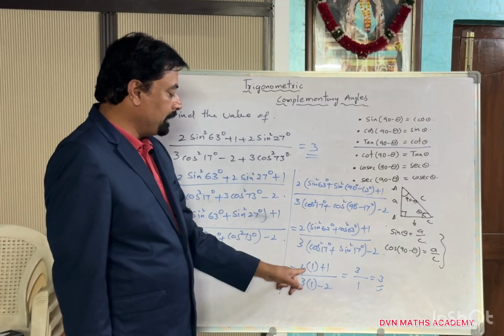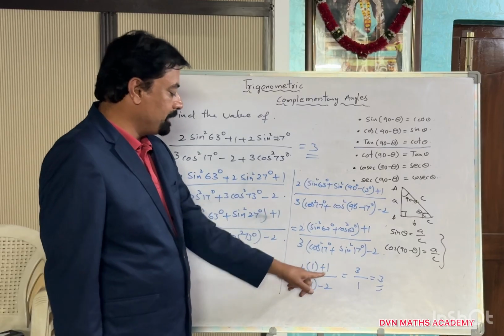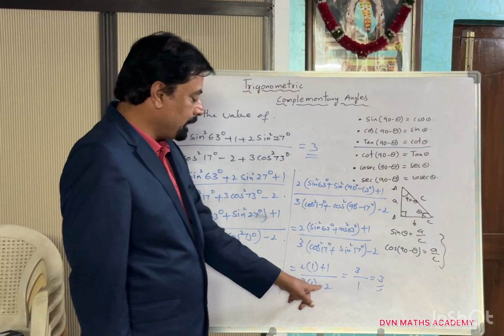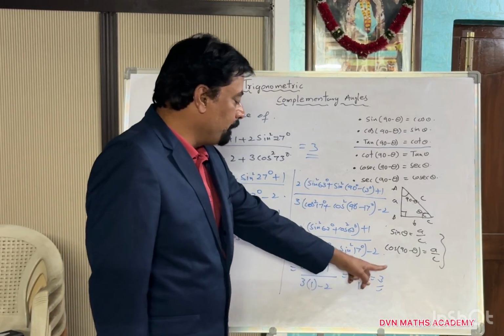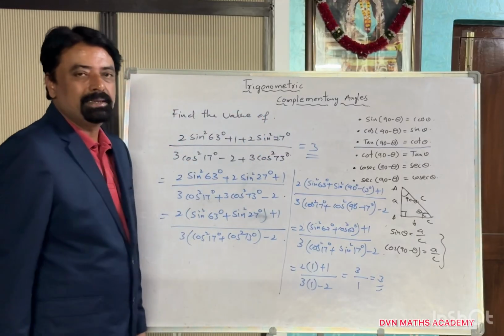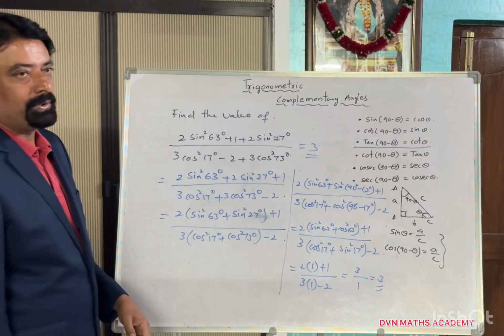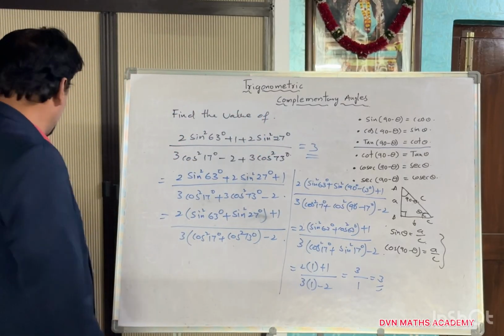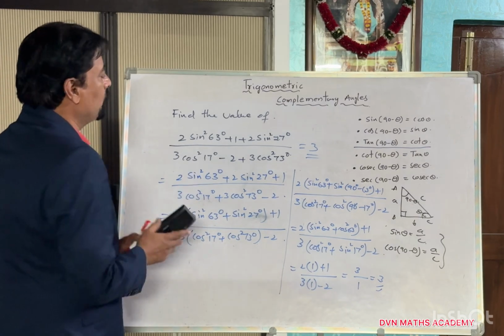So 2 into 1 is 2, plus 1 is 3. 3 twos are 6, 3 ones are 3, minus 2, it becomes 1. So 3 by 1, the answer of this question is 3. This type of question you will also get in your annual exam. You need to concentrate on these pattern questions.